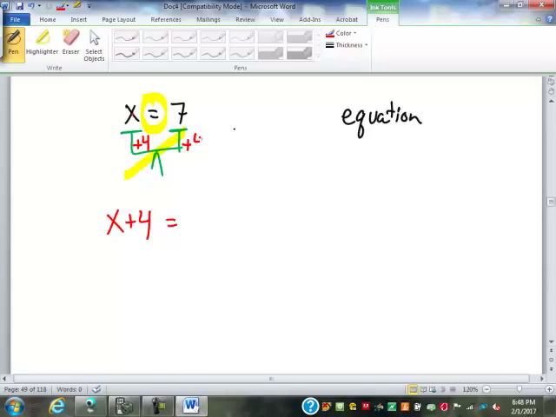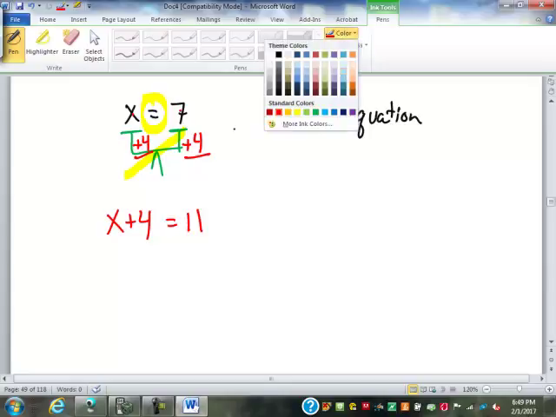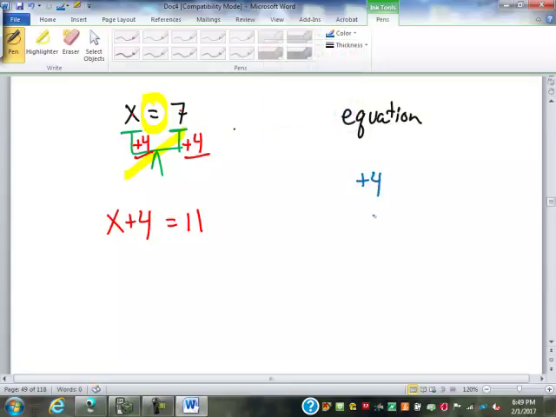Add 4 to the other side. I have to do exactly the same thing to the other side to keep it balanced. I add 4 to the left side, I have to add 4 to the right side. 7 plus 4 is 11. I have now built a more complex equation. I built it by adding 4 to the variable. So what I've done to my variable, to x in this case, is I've added 4.